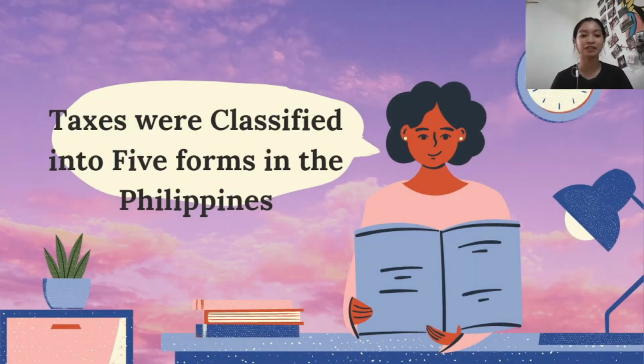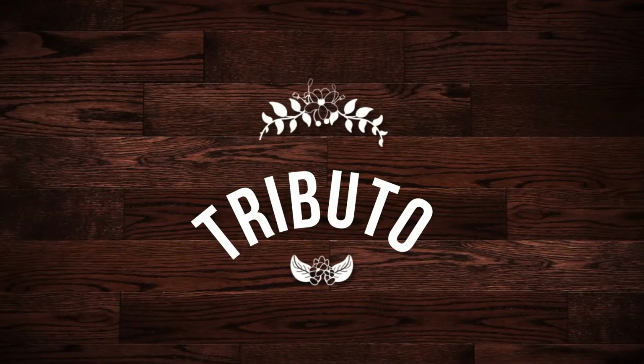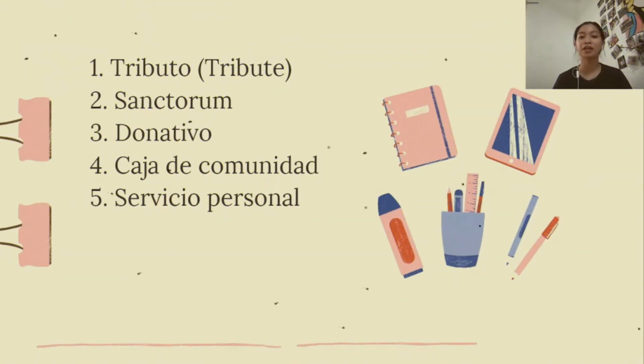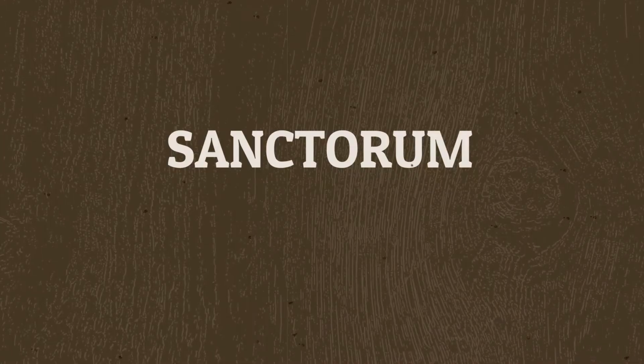The first tax is tributo. It is a general tax that amounted to 8 reals. This was paid by people like carpenters, bricklayers, those who work as construction workers or in a public nature. Next is the sanctorum.